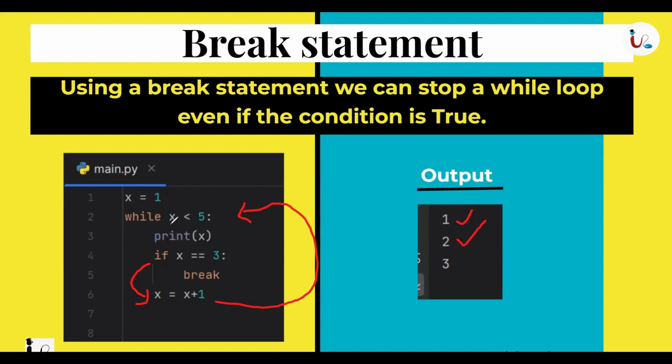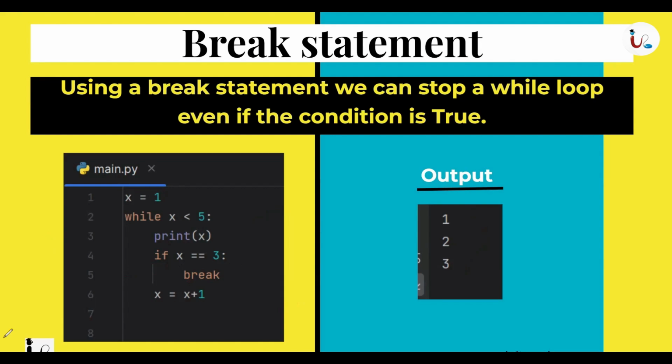Now coming up again, we are checking while 3 less than 5. That is also true, and I'm printing 3. After that, I'm checking if 3 equal to 3. That is true, right? So in that case, we are adding a break. Break means it will come out of the while loop. That's why even though 3 less than 5 is true, 4 less than 5 is true, even though the while loop is still true, we can exit from a while loop using the break statement. So we are using a break statement to stop the while loop even if the condition is true.